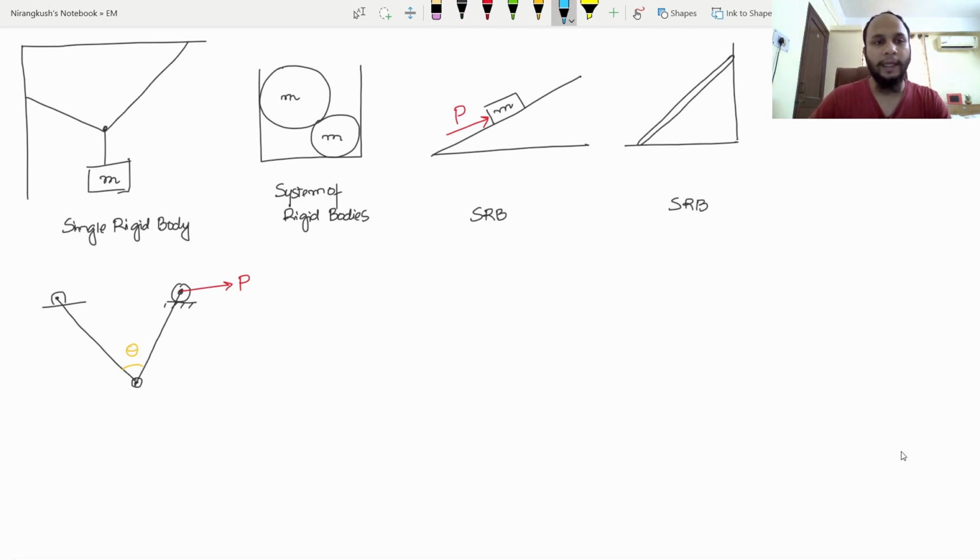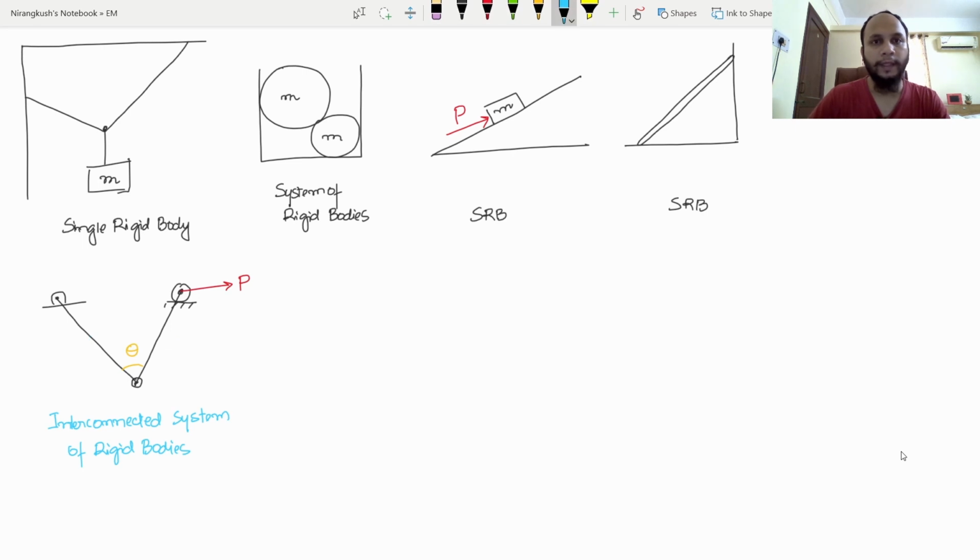So this kind of system is called an interconnected system of rigid bodies, where this one is a rigid body and this one is a rigid body, and they are interconnected here.